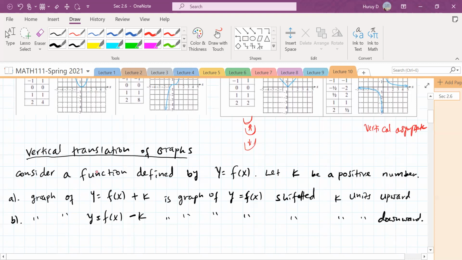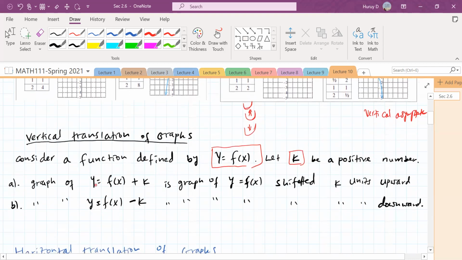Now, let's consider this function. We have a function given by y equals f of x, and suppose k is a positive real number. Now, the graph of f of x plus k is the graph of the original function shifted k units upward.